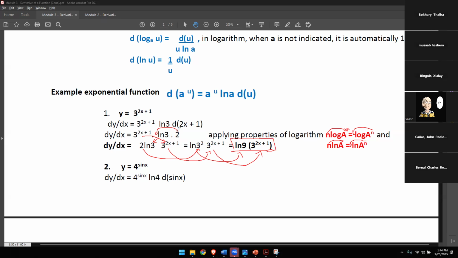So again, you can put this one before the ln, and then place this one to the right side, which is now this one. And then you can make your base as your exponent, and then suddenly 3 squared became a 9. And then the rest is still the same.